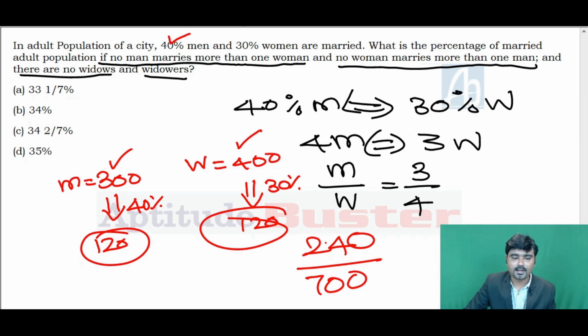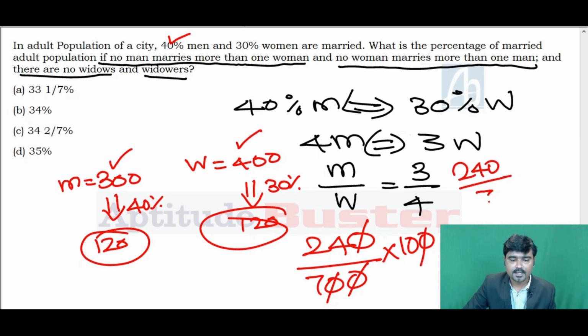Out of 700, 240. Out of 100, 0, 0 gets cancelled, 0, 0 gets cancelled. 240 divided by 7. 3 times 7, 21. Then 30. Then 4 times 7, 28. So the remaining is 2/7%. So the answer for the question is 34 2/7%.